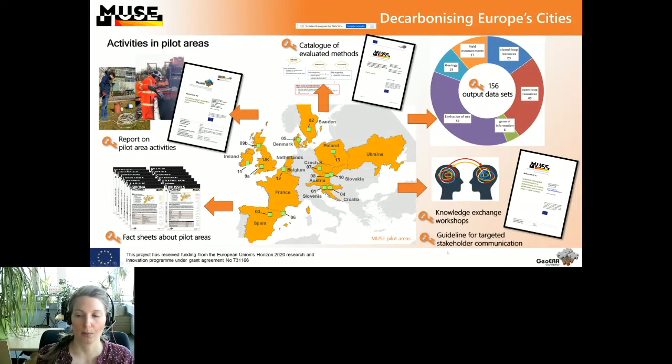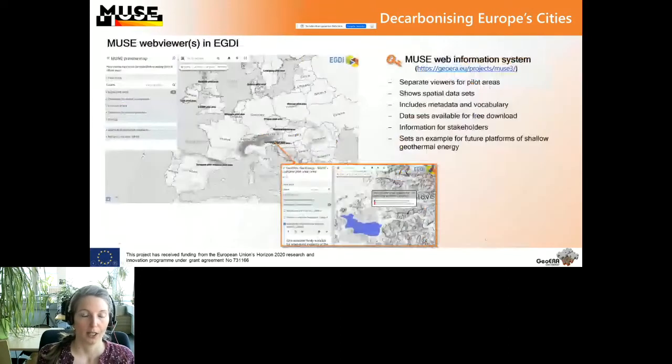But we were also able to identify important aspects for a good and successful stakeholder communication for shallow geothermal energy that can also be applied in future projects. They are all summarized in this guideline. And last but not least, we published all our reports on the MUSE website that you can access.